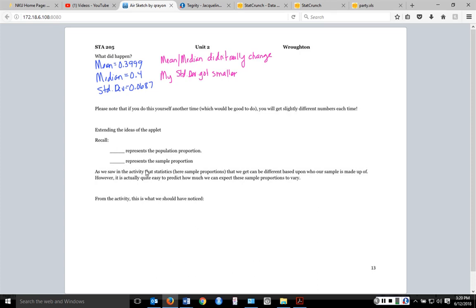So extending this idea. All right, so remember our symbols first. P represents the population proportion. P hat represented the sample proportion. Right, and as we saw in our activity here with this applet, sample proportions can be different based upon who our sample is made up of. Right, so whatever beads I sampled affects the sample proportion. But we can actually predict how much we can expect our sample proportions to vary, or that is how much we can expect them to be different.